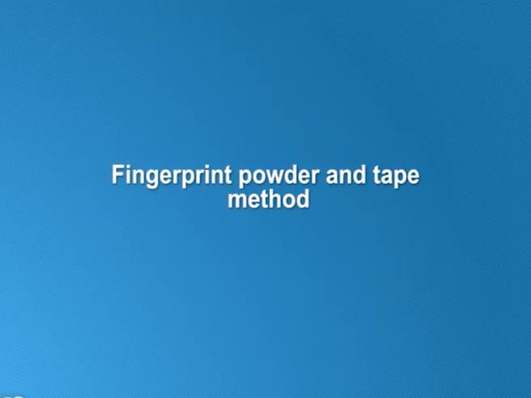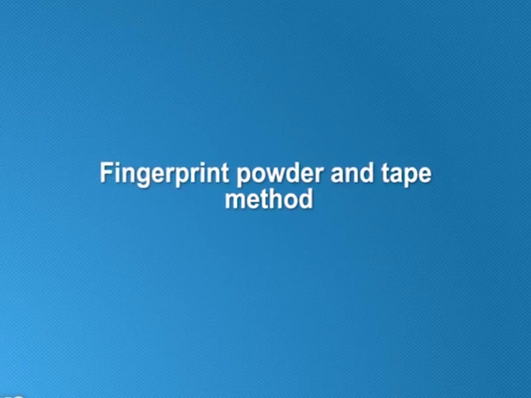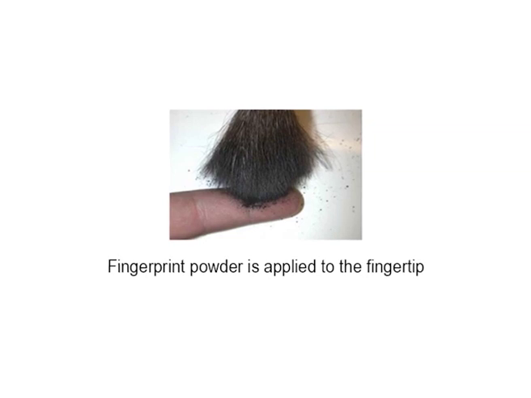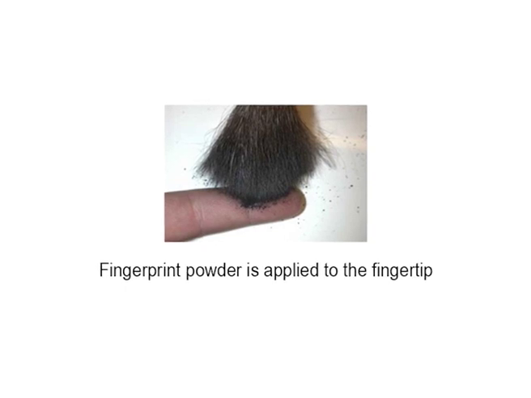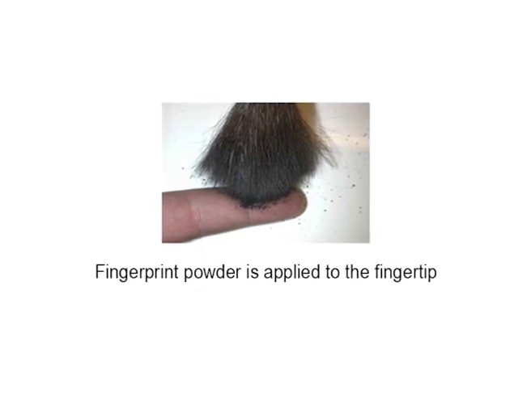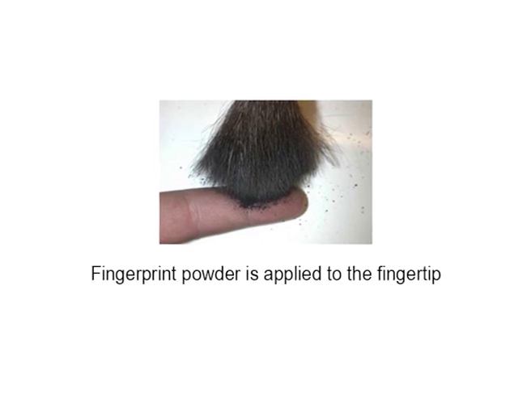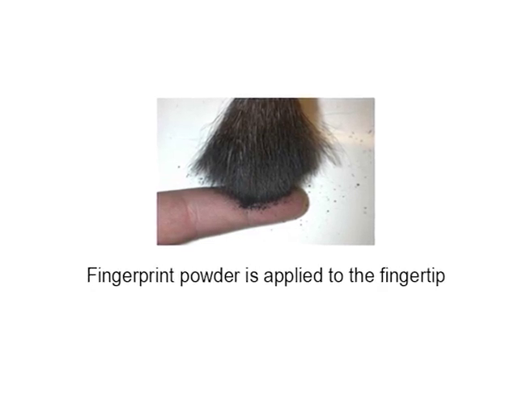The third method is that of fingerprint, powder and tape method. If the fingers are quite rigid, the fingerprint, powder and tape method is commonly used. In this method, black fingerprint powder is applied on the fingertip with the aid of a camel hair brush. This figure shown on your screen shows the fingerprint powder which is being applied onto the fingertip with a brush. The quantity of the powder should be sufficient to cover the entire pattern area and excess is blown off.